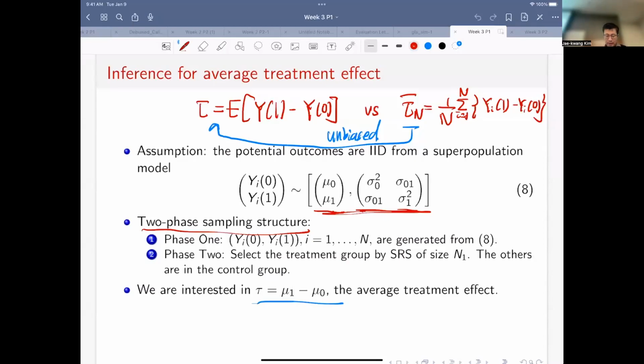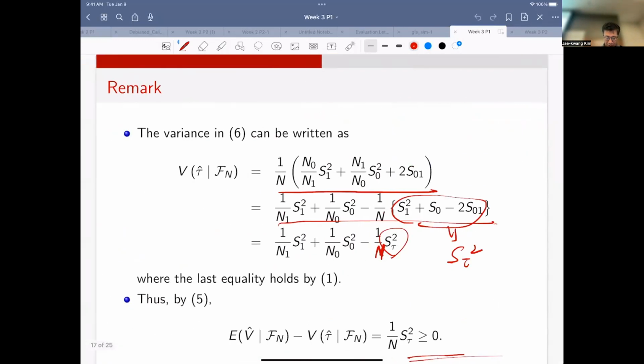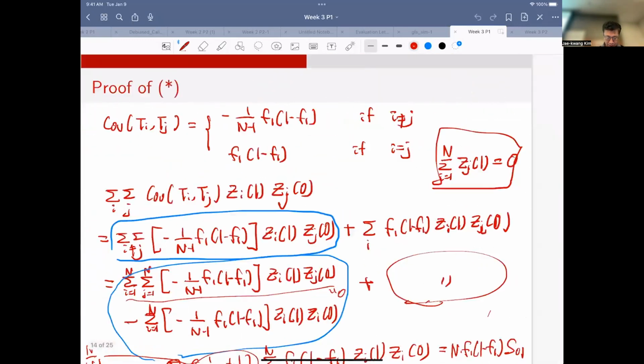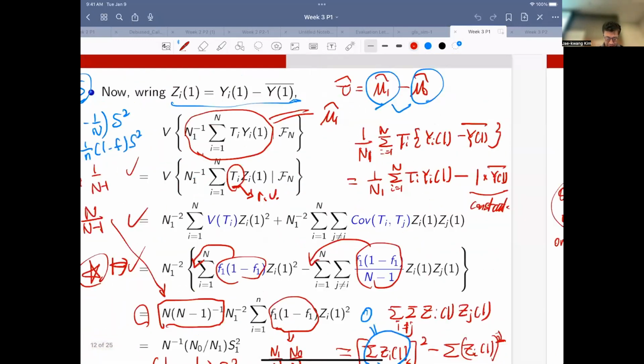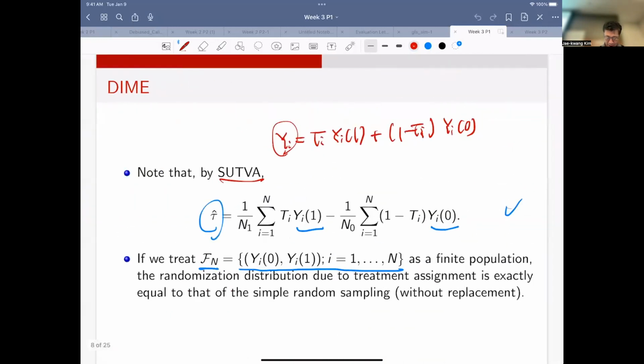Okay. So last class we discussed the completely randomized experiment.